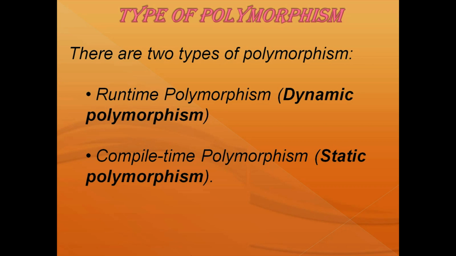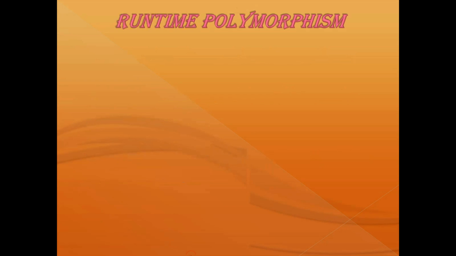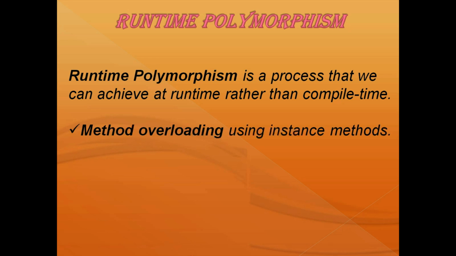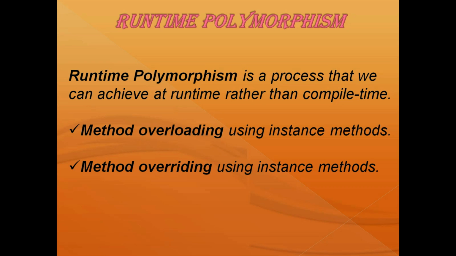Okay. First, we will discuss runtime polymorphism. So what is runtime polymorphism? Runtime polymorphism is a process that we can achieve at runtime rather than compile time. There are two ways to achieve runtime polymorphism in Java. The first way is through method overloading using instance methods, and the second way is method overriding using instance methods.